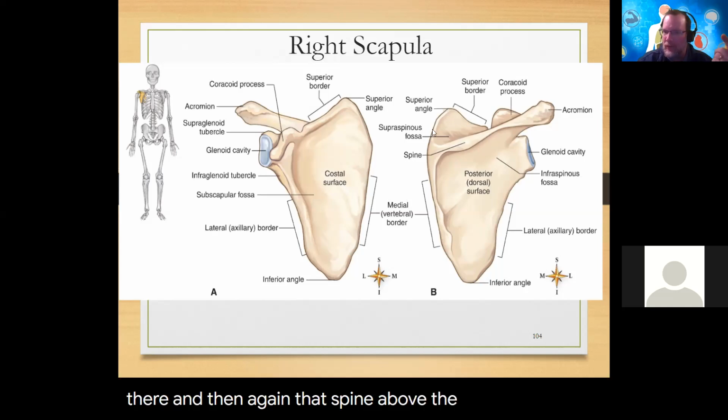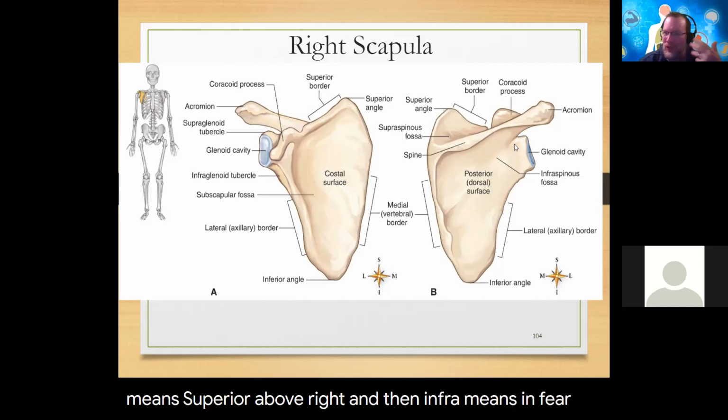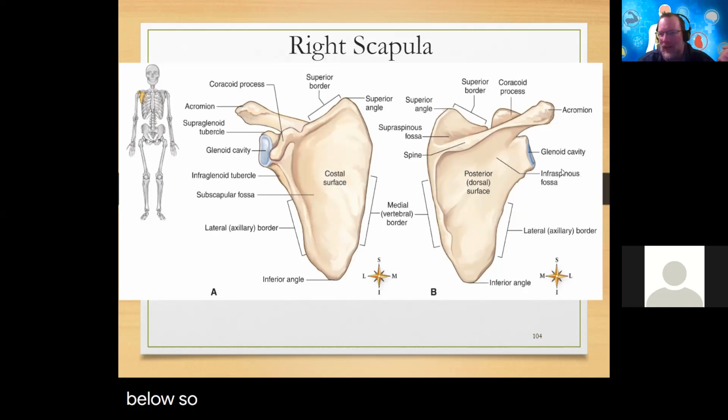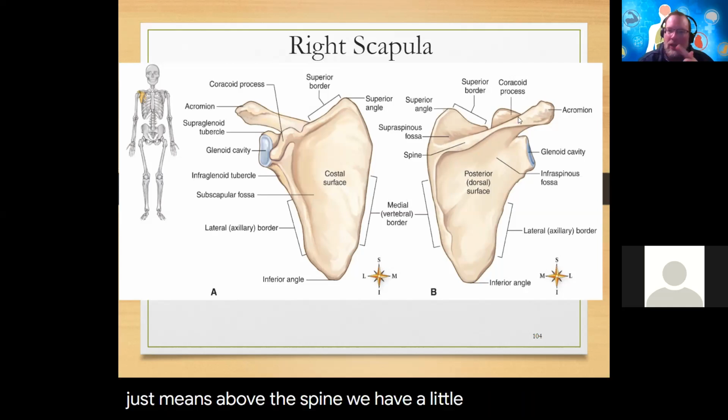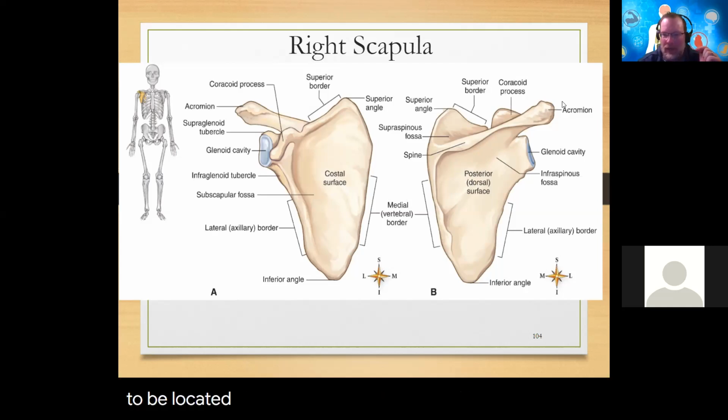Above the spine, we have a supraspinous groove. Supra means superior, above, right? And then infra means inferior, below. So anyway, infraspinous groove, supraspinous groove, it just means above the spine we have a little depression. Below the spine we have a depression. It just so happens, we'll see in a couple of weeks with the muscles, that's where a couple of the rotator cuff muscles are going to be located, kind of in that area.